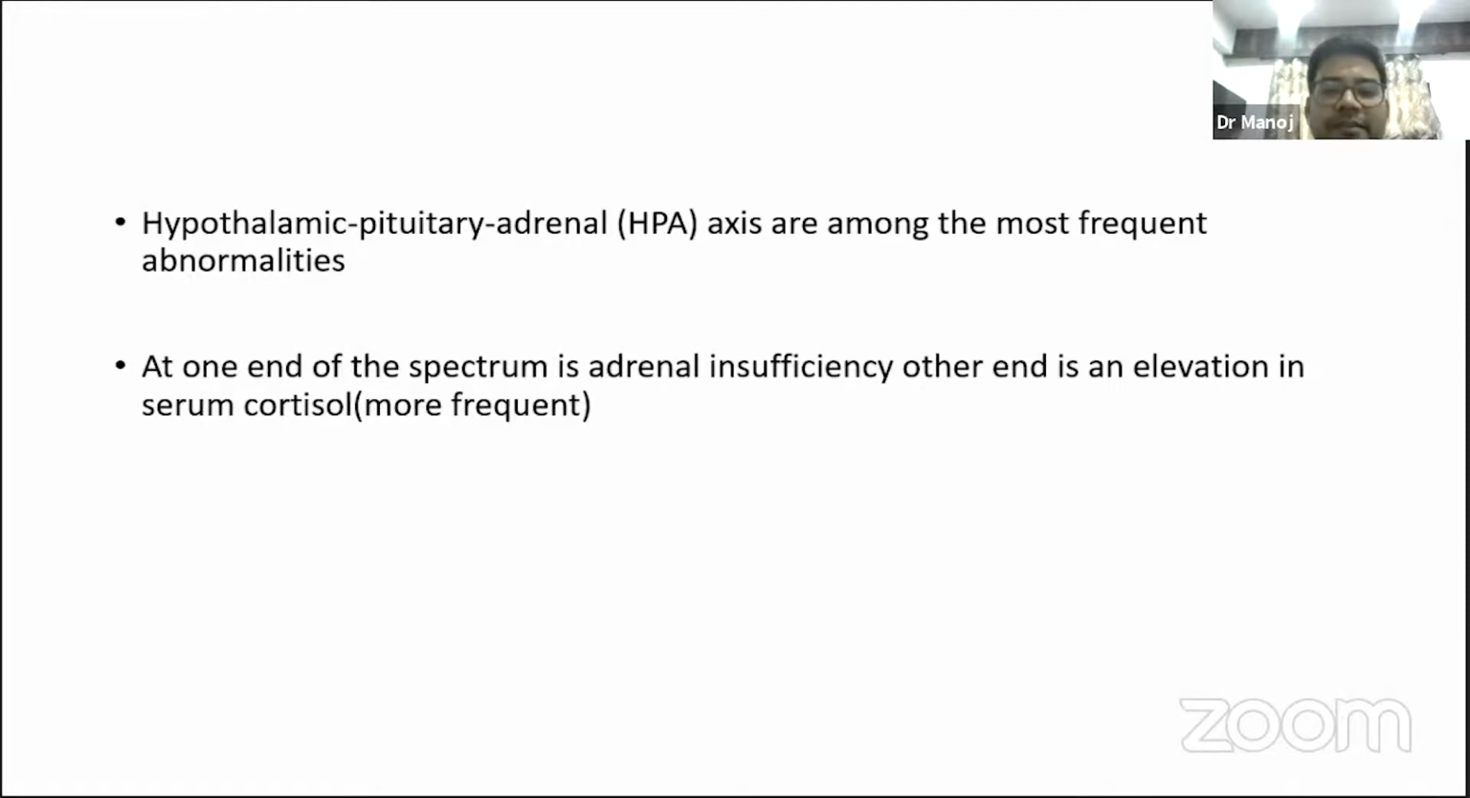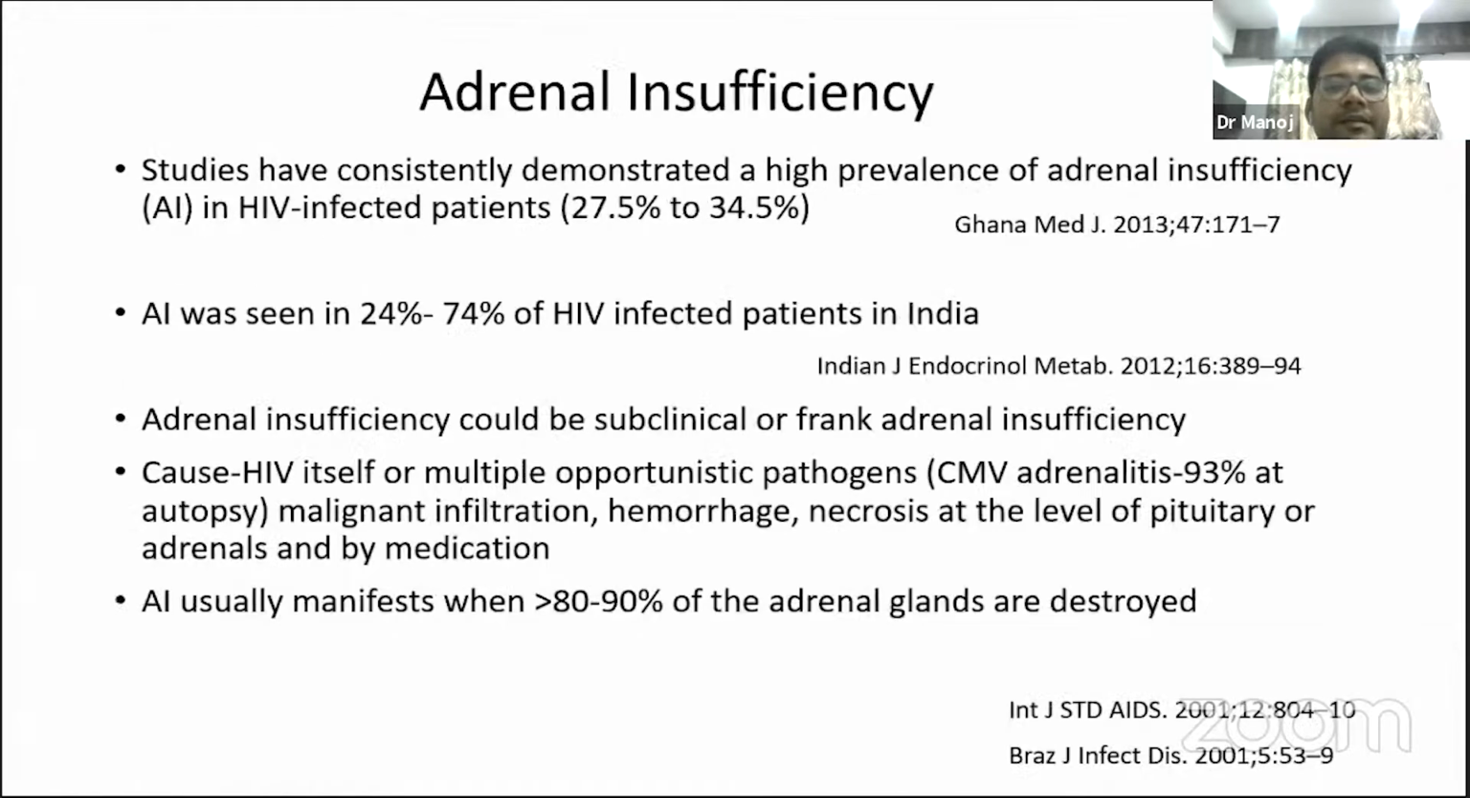It could range from adrenal insufficiency at one end to elevated cortisol level, which is more frequent, at the other end. Adrenal insufficiency: this was the study which was conducted in Africa, where there is high prevalence of HIV infection. They have seen that the adrenal insufficiency could range from 27.5 to 34.5%. Indian studies have shown that adrenal insufficiency could be present in 24 to 74% of HIV infected individuals, and it could be subclinical or frank adrenal insufficiency.